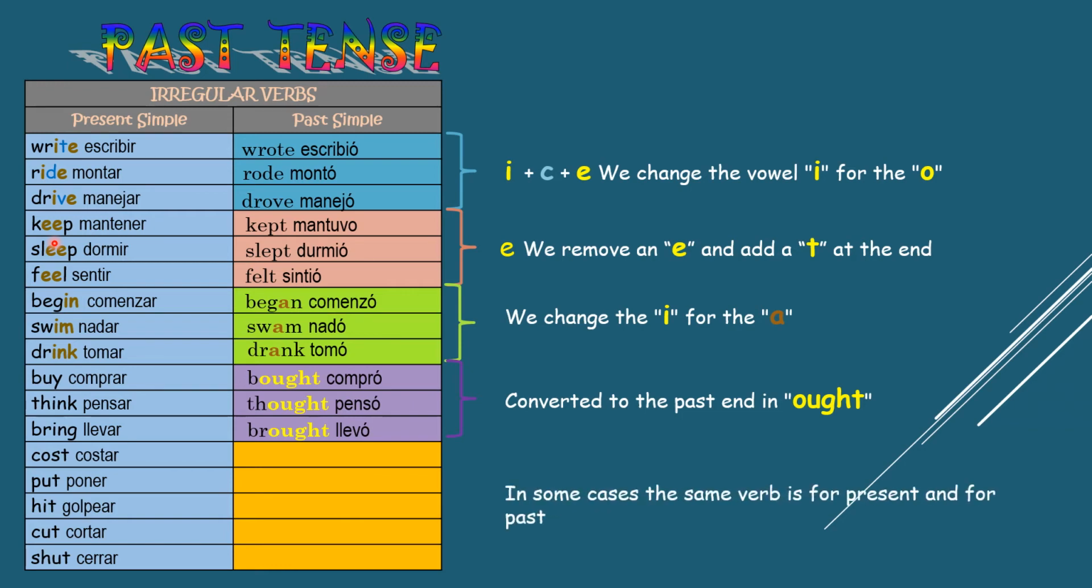Another case, in some cases the same verb is for present and for past. We have cost, put, hit, cut, shut. La información de esta diapositiva está en su guía de trabajo, en la forma de español. Usted ve aquí los casos, son un poco complicados de reconocerlos, así que usted debe poner mucha atención y estudiar los verbos de las hojas que se le ha facilitado en la forma pasada.